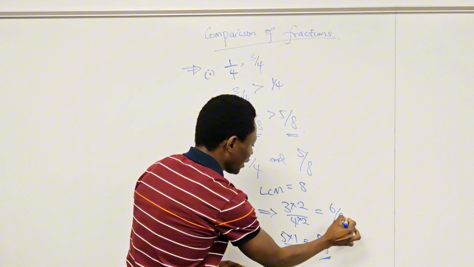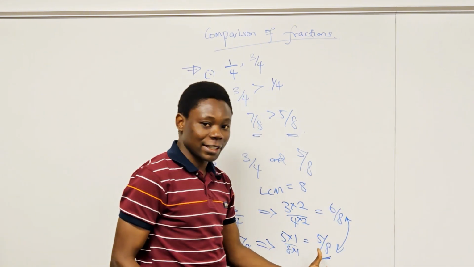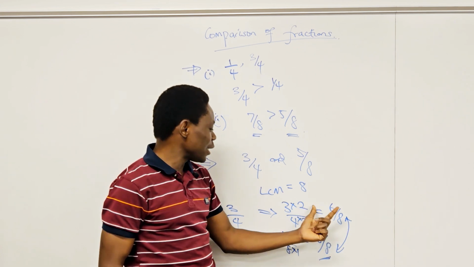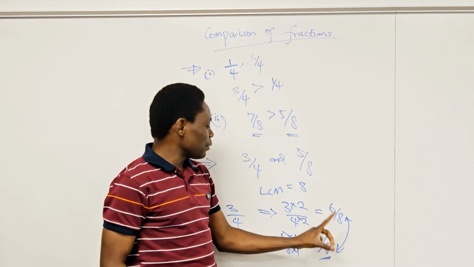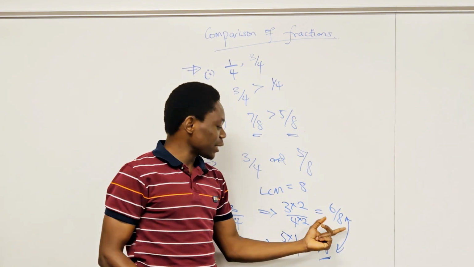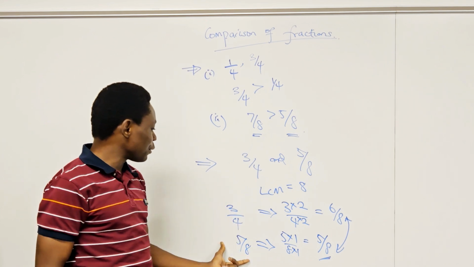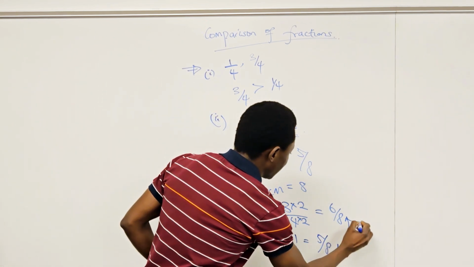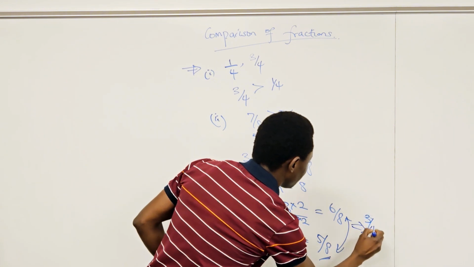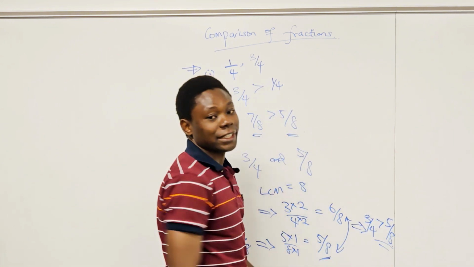Now we can compare these two fractions and determine which is greater, right? They both have a common denominator now, and we can compare the numerators and see that 6 over 8 is greater than 5 over 8. But the fraction that leads us to the 6 over 8 is 3 over 4, right? And we're comparing with 5 over 8. Therefore, we can say that 3 over 4 is greater than 5 over 8.